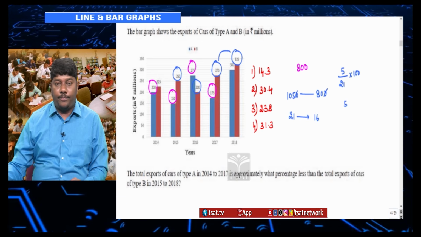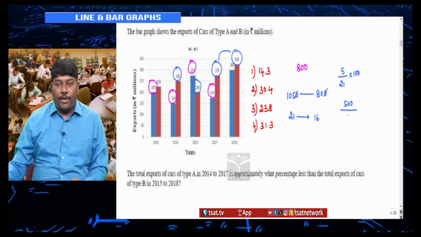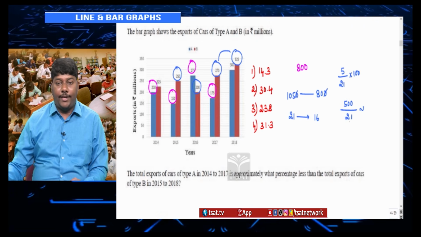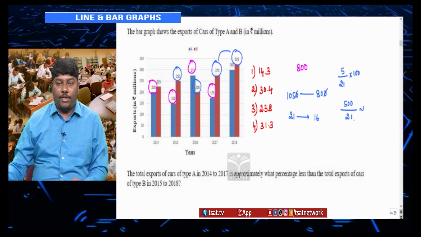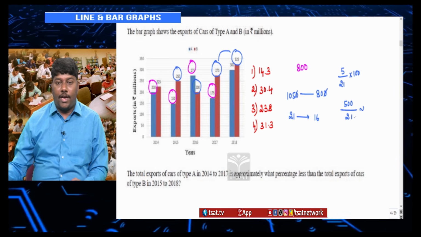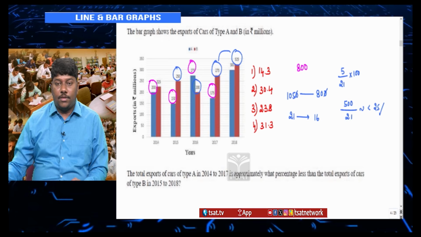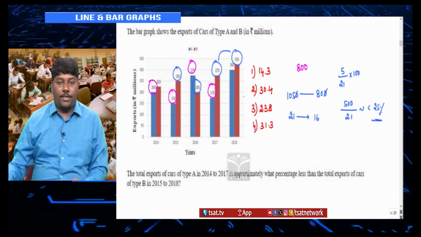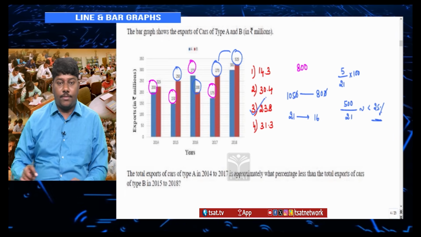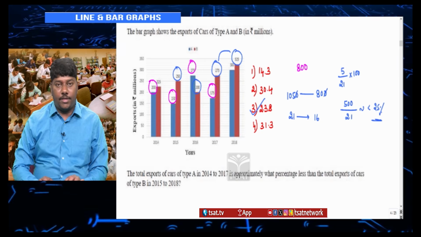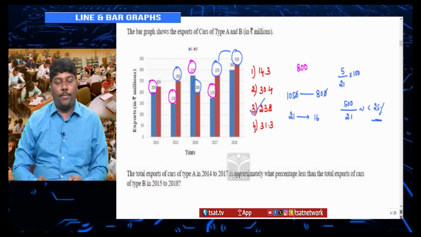500 by 21. If I take it as 20, our answer would have been 25, because 20 into 25 is 500, but it is a little more. Therefore, our answer should be a little less than 25%. So, a little less than 25% in the given options is 23.8. So, the only option which is a little less than 25 is 23.8. Okay. You have to go with the approximation.